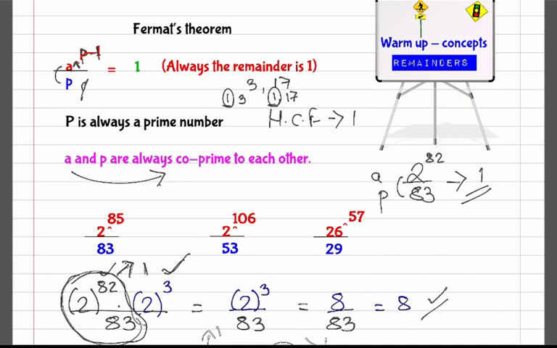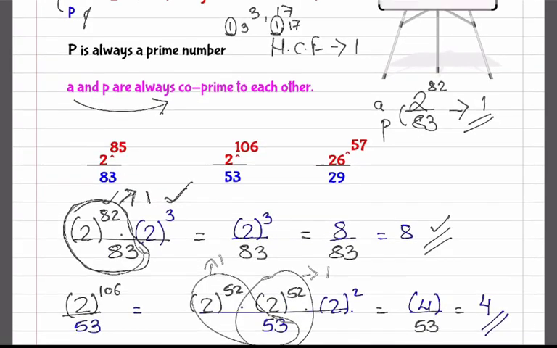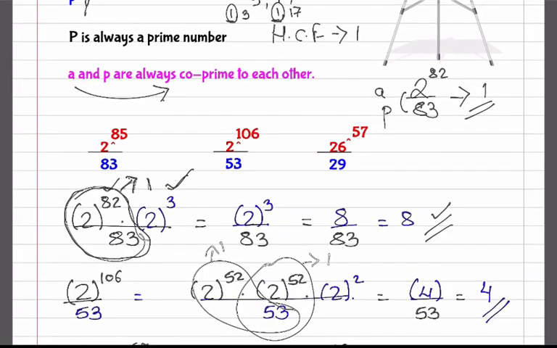8. So that's how I can apply Fermat theorem. Let's see one more application of this. 2 raised to 106 divided by 53. Since I have 53 in the denominator, which is my prime number, I can apply Fermat. Since it's 53 in the denominator, what do I need in the numerator?